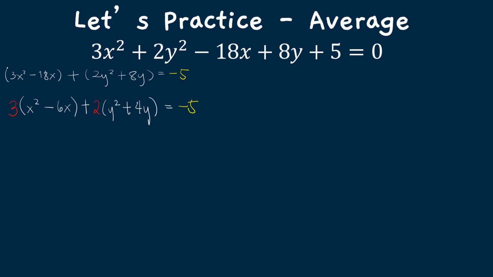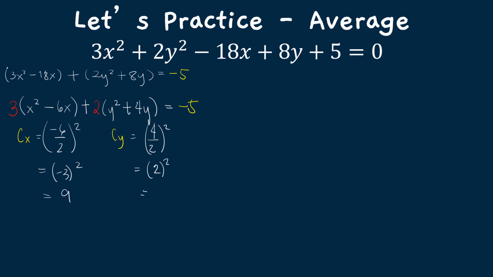Now, for the completing the squares, we need to solve for the value of our c sub x and c sub y. And to solve that, we need the coefficient of variable x that is having an exponent of 1, and the same with y. And the coefficient is negative 6, so you should divide it by 2, quantity squared, and it is 4 divided by 2, quantity squared. And then negative 6 divided by 2, that is negative 3 squared. 4 divided by 2 is 2 squared. Then simplify, 9 and 4.